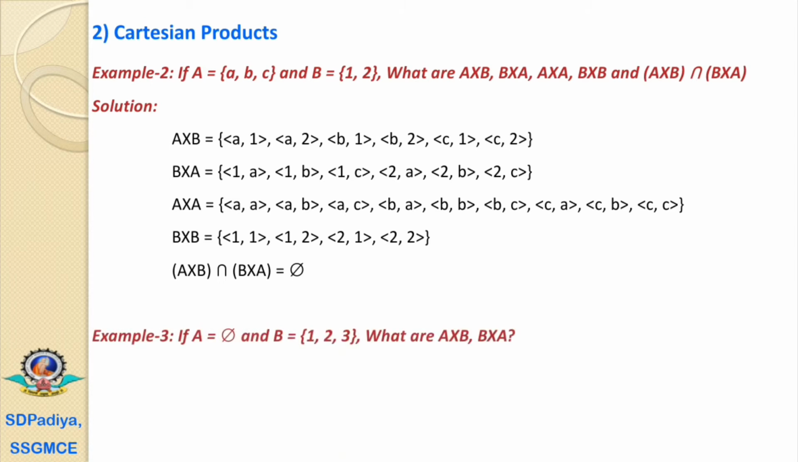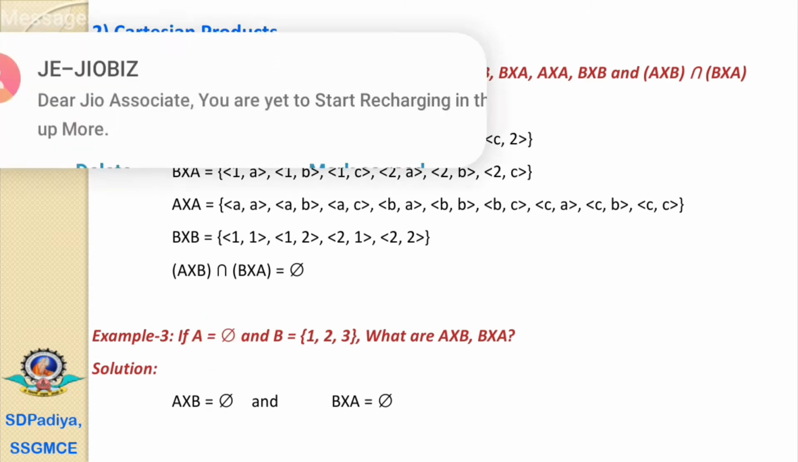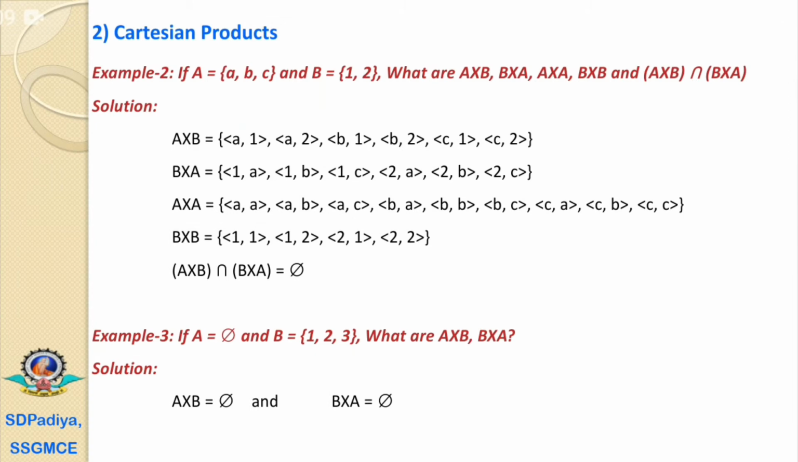The third example, that if A is equal to pi and B is a set of three elements, that is 1, 2, 3, then what are the Cartesian products of A and B and A? If out of these two sets, any one set is pi, then the Cartesian product is pi. That's why the Cartesian product of A and B is equal to pi, because there is no element in this Cartesian product.